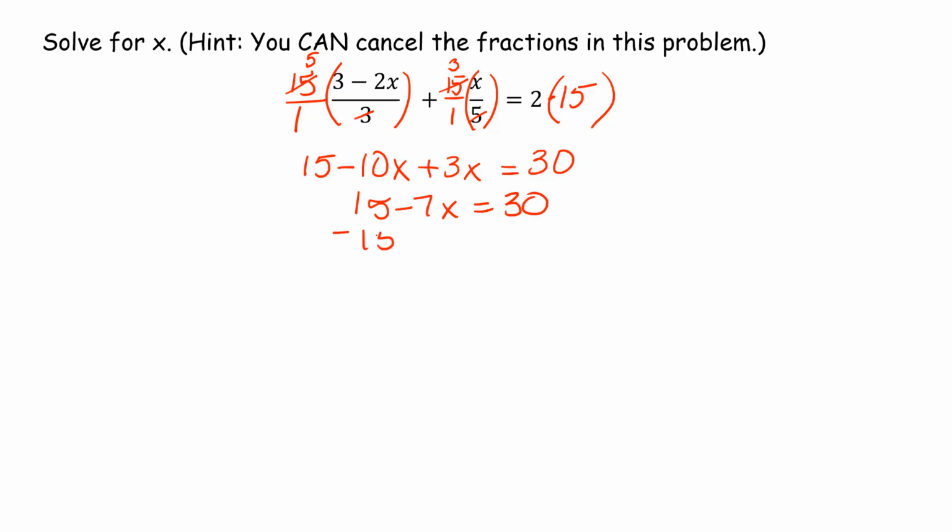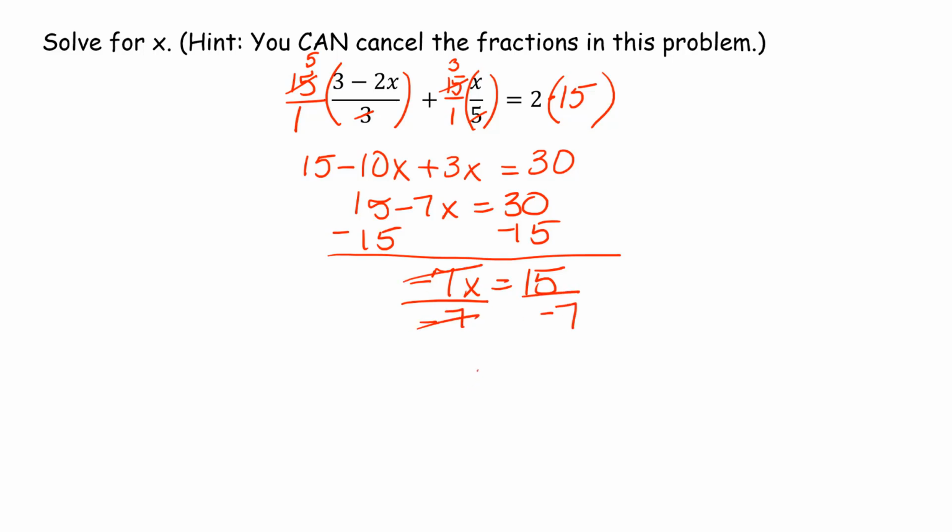I'm going to subtract 15 on both sides so I can get x by itself. So I'll have negative 7x equals 15. Divide both sides by negative 7 to get x by itself. And I will have x equals negative 15 sevenths.